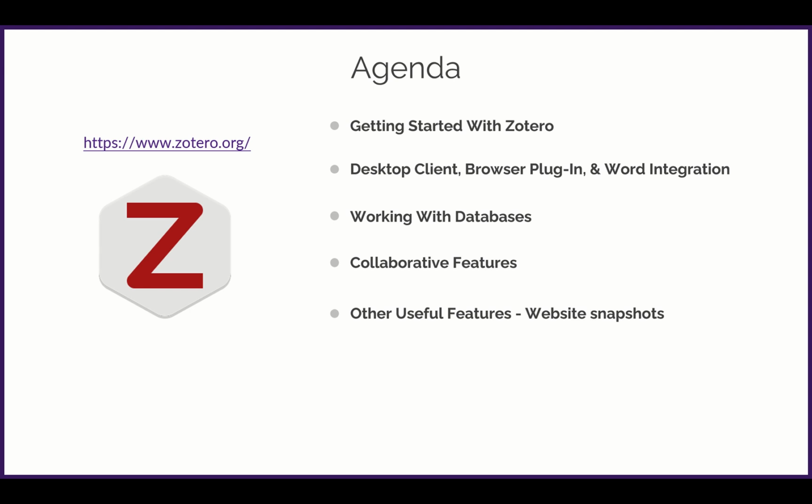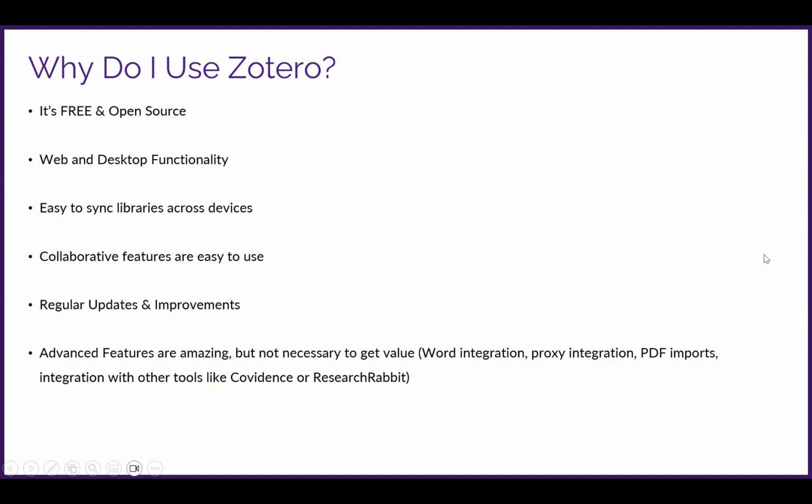For today, we'll be talking about how to get started with Zotero, how to use the desktop client, browser plugin, and the Word integration tool. We'll also talk about working with databases and how to import and export large amounts of items. We're going to talk about collaborative features, so how to share our research findings with other people for group projects. And we'll also talk about some other useful features such as website snapshots.